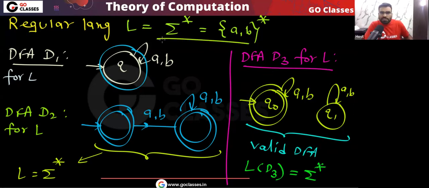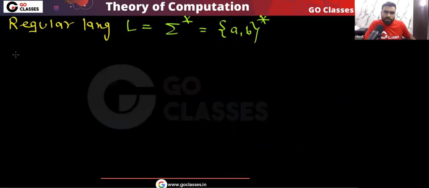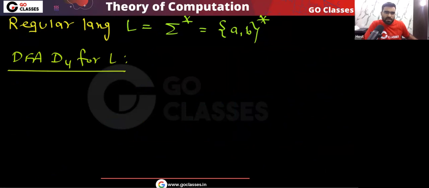So for this language, we can create another DFA, that is D3. Like this, we can create many more DFAs. For example, I can create a three-state DFA also. If you want, I can create another DFA for this language. For this language, I can create a DFA like this. Initial state, I can make it a final state.